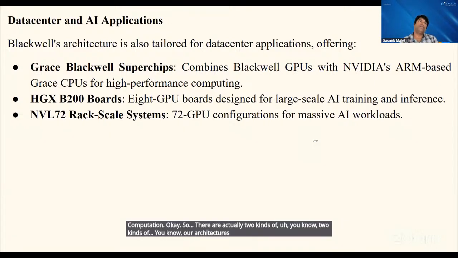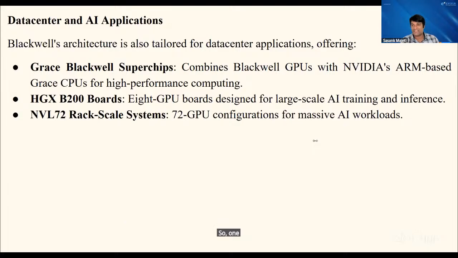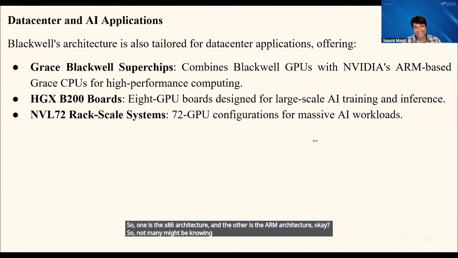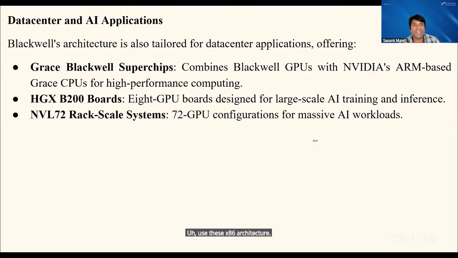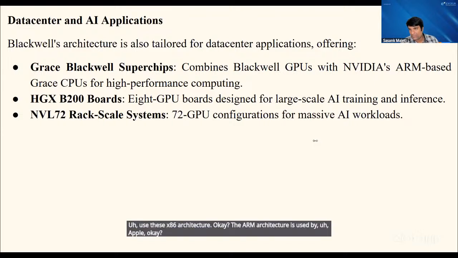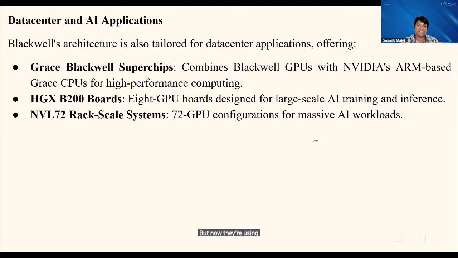architectures that particularly power the CPUs. One is the x86 architecture and the other is the ARM architecture. Not many might know this. All the Intel CPUs and AMD CPUs use the x86 architecture. The ARM architecture is used by Apple for the MacBooks. Before, they used to use Intel and AMD processors, but now they're using the ARM architecture. Their M1, M2, M3, M4 chips are powered by ARM architecture.